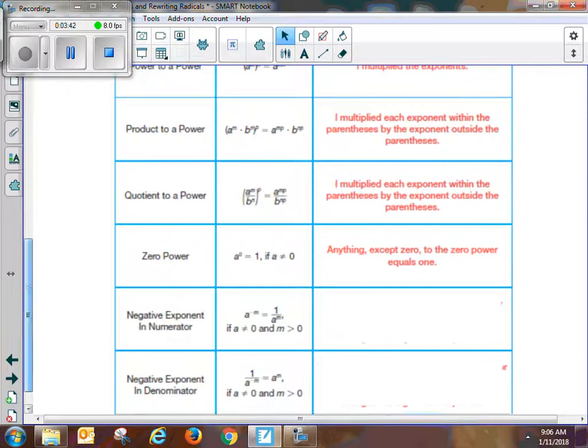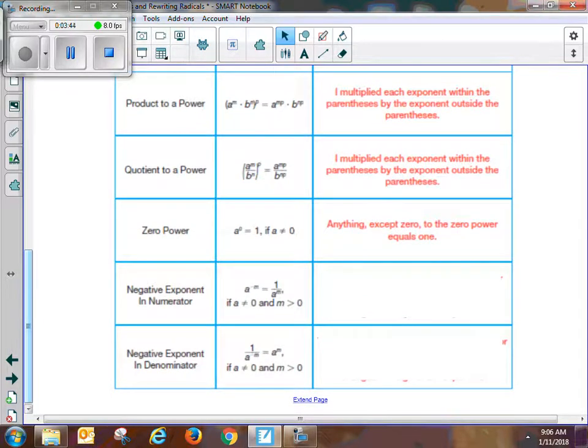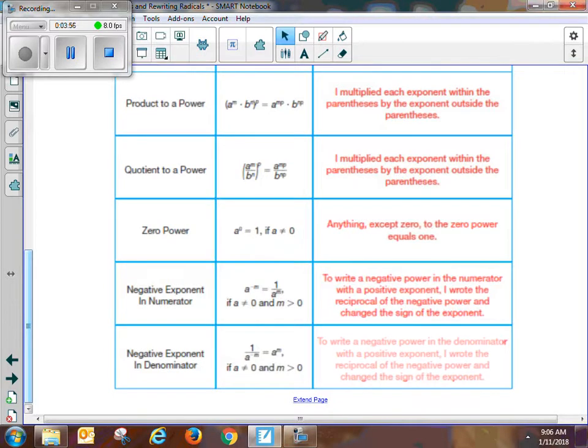Okay, good old negative exponents. A negative power means take the reciprocal, okay? And when you take the reciprocal, you change the sign. So when the sign was negative, you change it to a positive. So thus, that's what both of these say. You're going to take the reciprocal and switch the sign. So if the negative a to the negative m, I flipped it, reciprocal, 1 over a to the m.